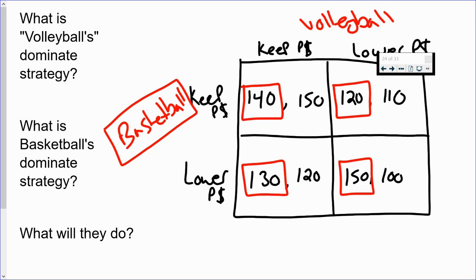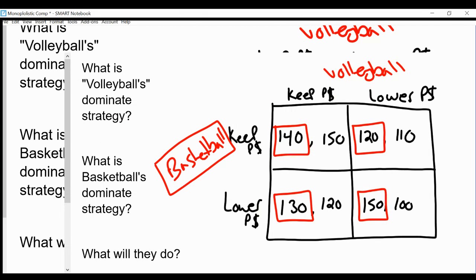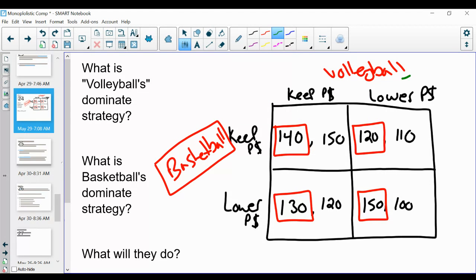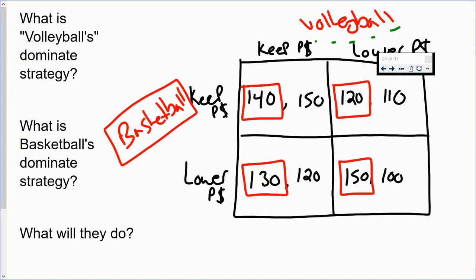What is volleyball's dominant strategy? So I have to decide here, if basketball keeps their price, what is volleyball going to do? Let me change the color of my pen here. I'll use green for volleyball, and I'll put a star for volleyball. So one more time, if basketball decides to keep their price, what is volleyball going to do? If basketball keeps, I can make 150, or if I lower my price, I can make $110.